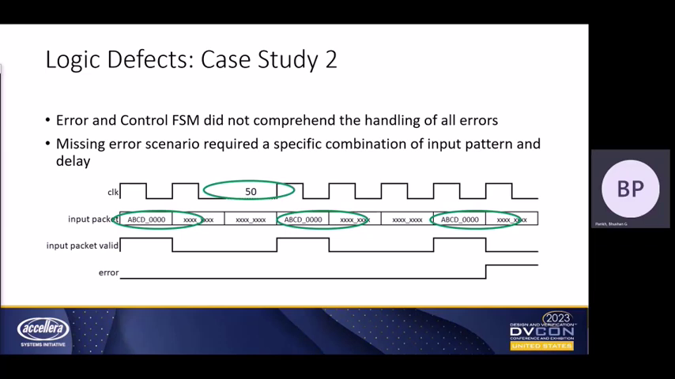After spending some time debugging the failure, we learned that the missed error assertion requires the repetition of a specific input pattern at various intervals. For example, 50 clock cycles followed by 3 clock cycles.